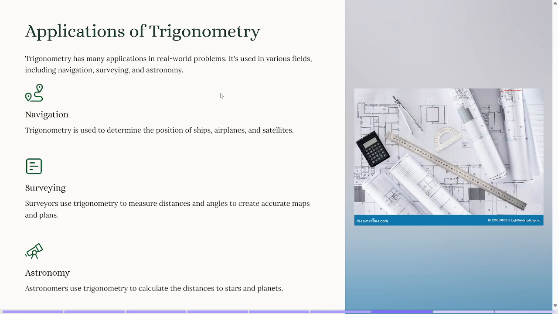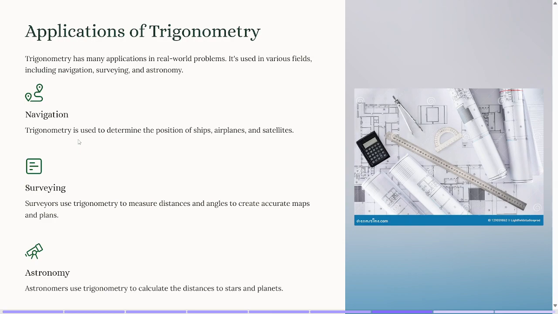If someone asks you what the application of trigonometry is, why you study or learn trigonometry, this is very important because trigonometry has many applications in real world problems. It is used in various fields including navigation, surveying, and astronomy. Navigation: trigonometry is used to determine the position of ships, airplanes, and satellites. So it is very important in today's science, because navigation is necessary for many ships, airplanes, and satellites.